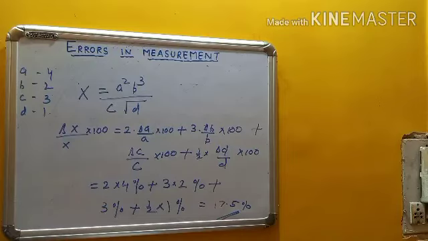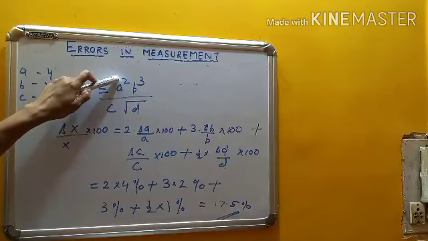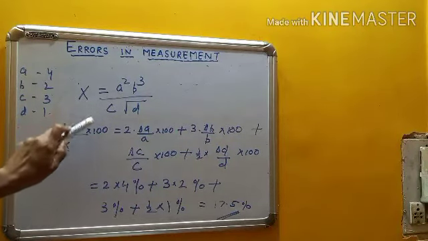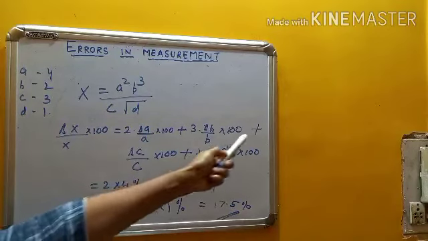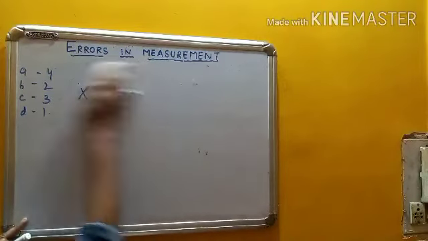Okay children, don't get confused. Again I am saying, students generally make two mistakes. One, they forget to put the dimension. And another, when the quantities are in the denominator, students write minus instead of plus. So children, don't make the mistake. That's why I am saying it again.